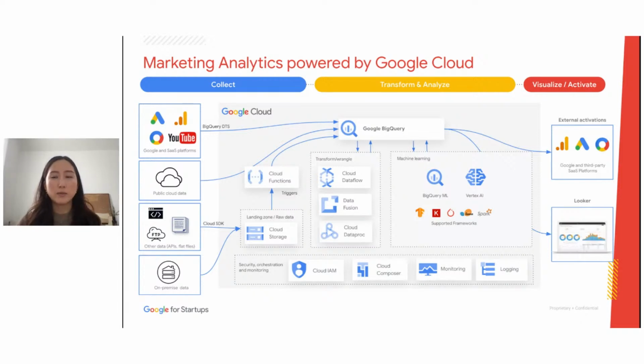So to review what this looks like from left to right, on the left, we have our collection piece. You'll see that we've identified four key data source buckets. Bucket one is our Google and SaaS platforms. Bucket two is our other public clouds. Bucket three is your ad hoc and maybe third-party data coming from APIs, flat files, spreadsheets, etc. And finally, the last bucket is data sources residing on your on-premise databases if you have that.